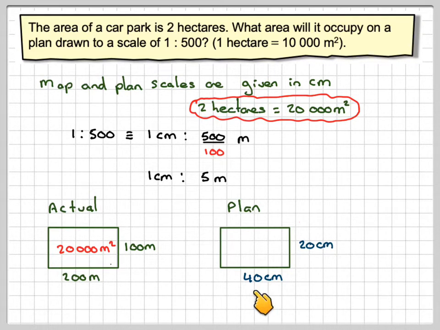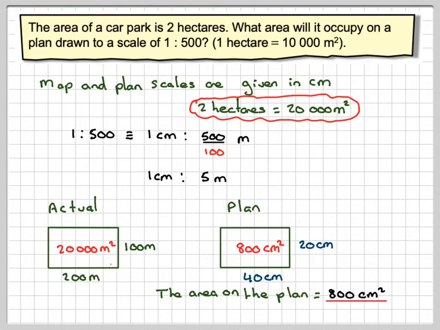If we worked out 40 times 20, that will give me 800 centimetres squared. So the area on the plan is 800 centimetres squared.